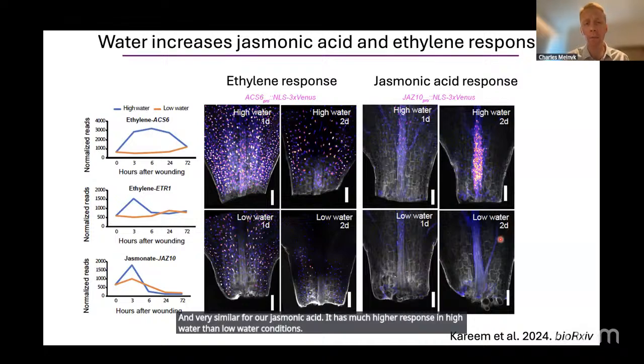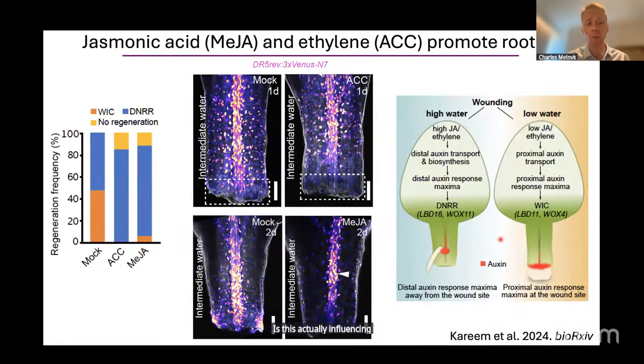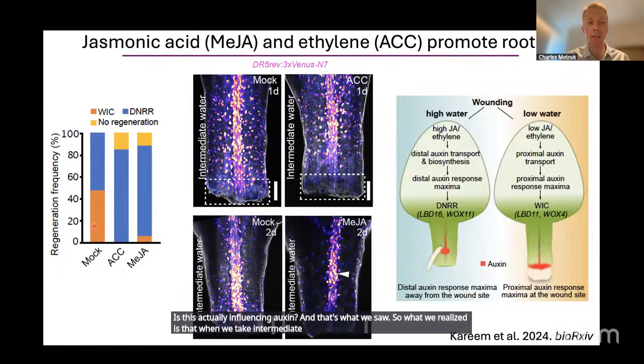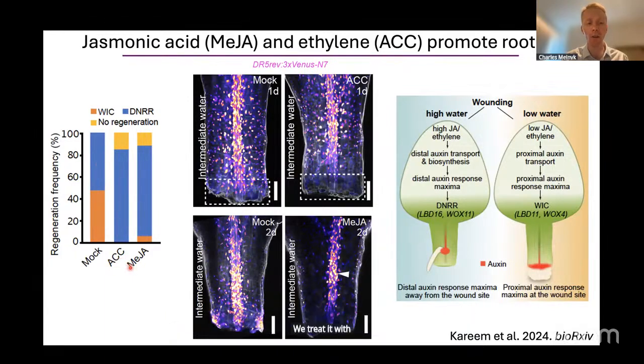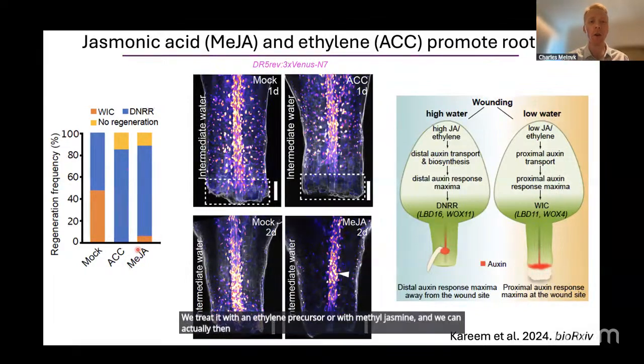Okay, so some stress hormones are being induced by the high water availability. Is this actually influencing auxin? And that's what we saw. When we take intermediate water conditions that form both callus and de novo root regeneration, and treat them with an ethylene precursor or with methyl jasmonate, we can actually transition this to root fate. We can also look at our auxin reporter.